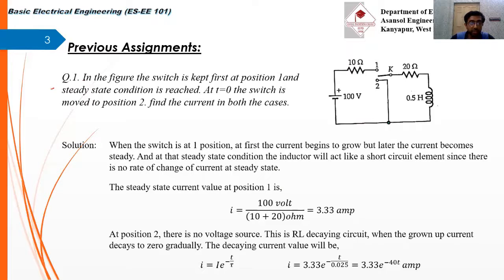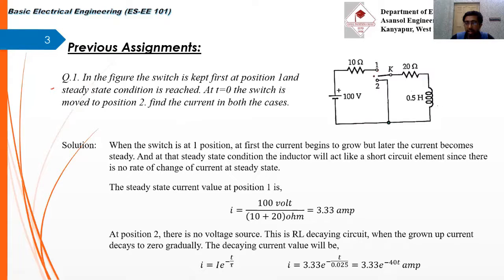Question number 1. In the figure, the switch is kept at position 1 and steady state condition is reached. At t equals to 0, the switch is then moved to position 2. Find the current in both the cases. This is the circuit given.